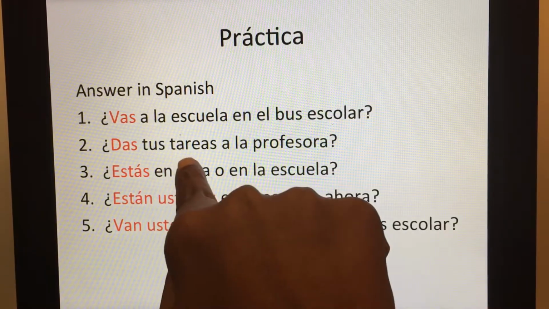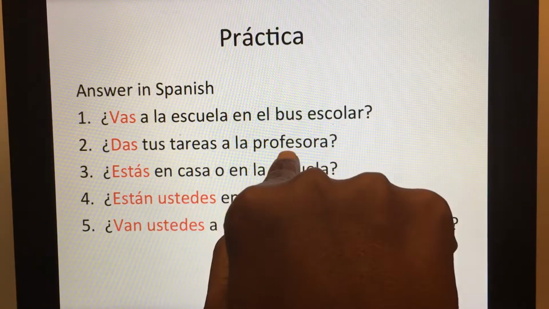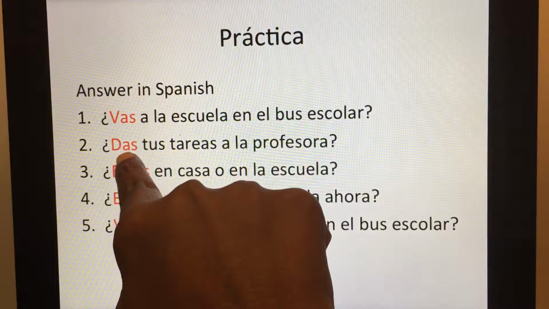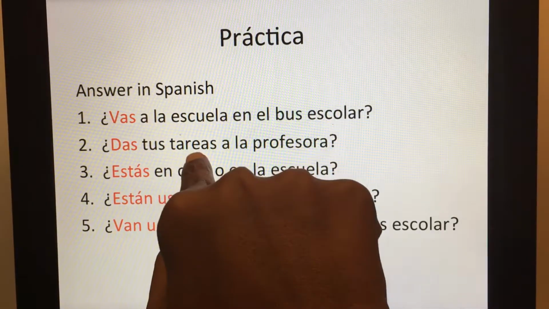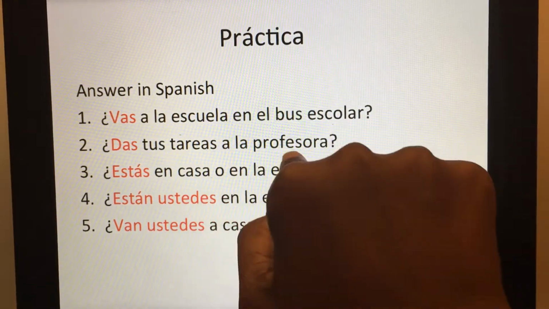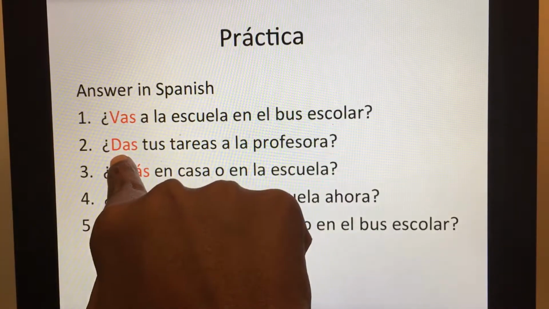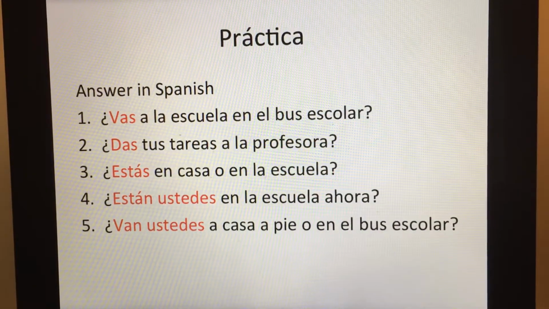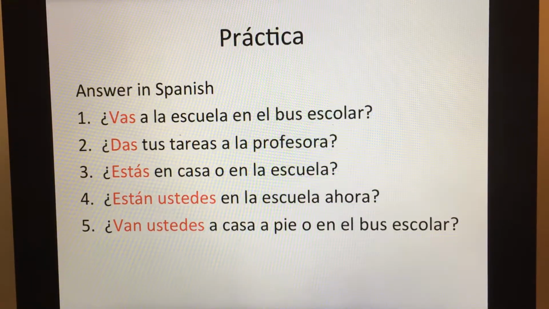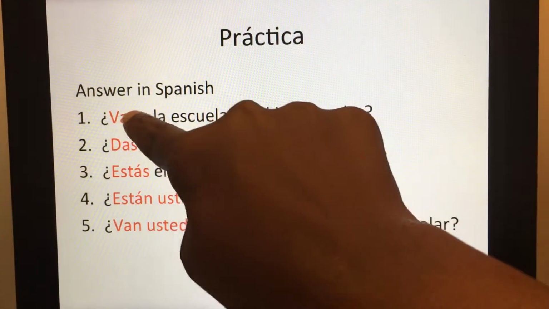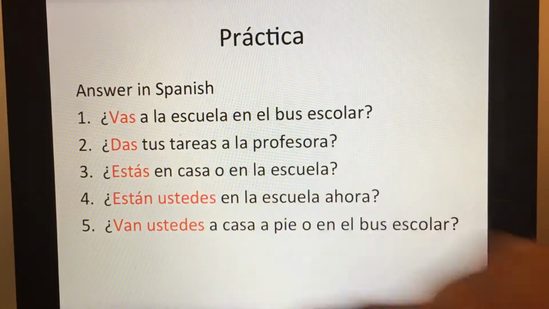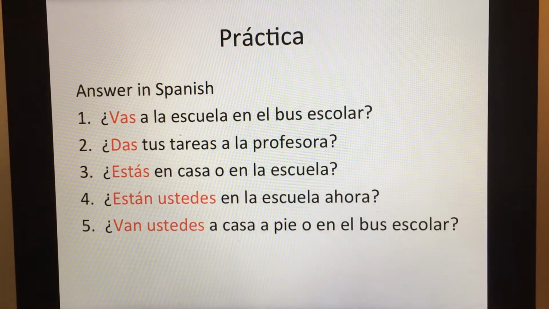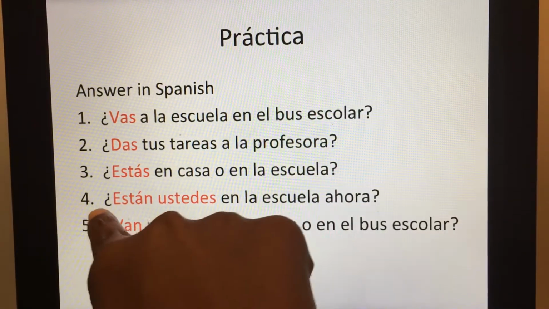¿Das tus tareas a la profesora? Are you giving your homework to the teacher? I'm asking you. So when you respond back, you need to respond back with what? Yes, you need to respond back with the yo form of these verbs. Go back and look at the chart to see what the yo form is. Let's look at el número 4.